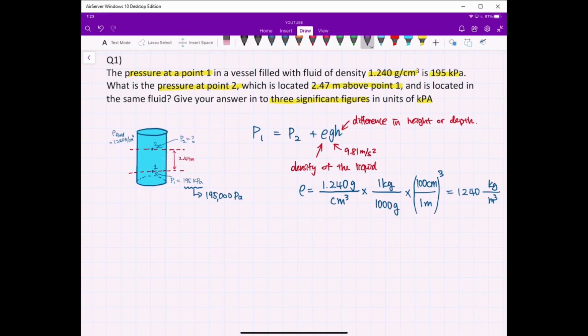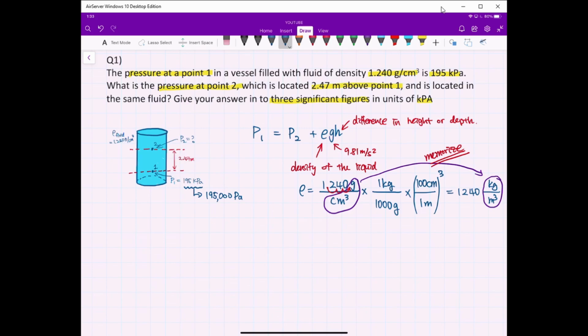You will see the density unit of gram per centimeter cube quite often in this pressure question. And if you want to use the first method, it is not a bad idea to memorize this conversion, that you just need to move the 3 decimal places to the right to get kilogram per meter cubed from gram per centimeter cubed.